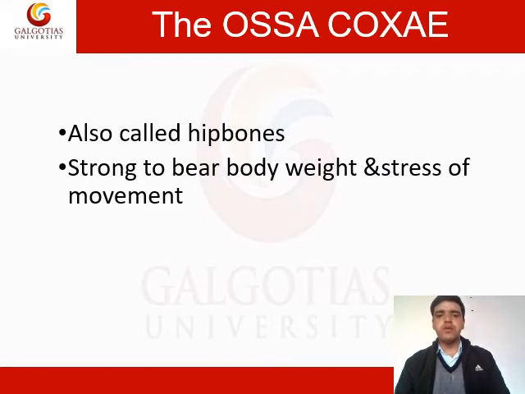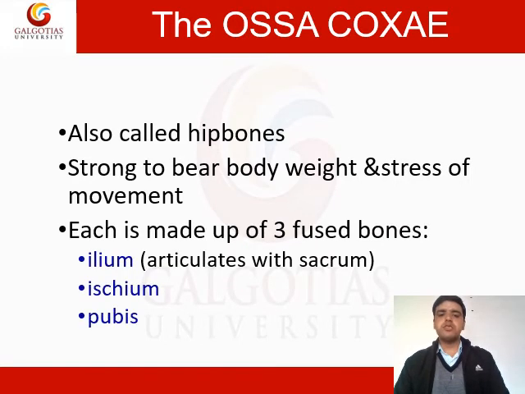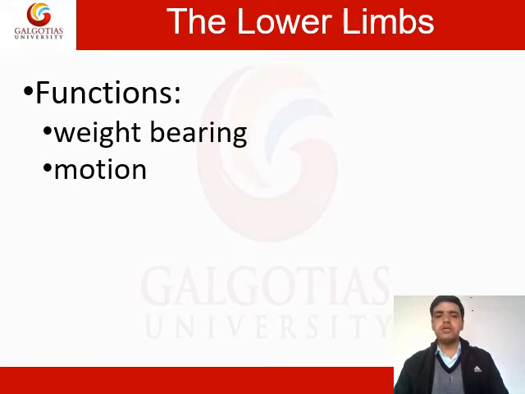It is strong enough to bear the weight and stress of the movement happening within our body. Each is made up of 3 fused bones: the ilium, ischium, and pubis. The ilium articulates with the sacrum to form the posterior wall of the pelvic girdle. The ischium and pubis combine to form the lower portions where the femur, the bone of the lower limb, gets attached to the body. The function of the lower limb is weight bearing and movement of the body.